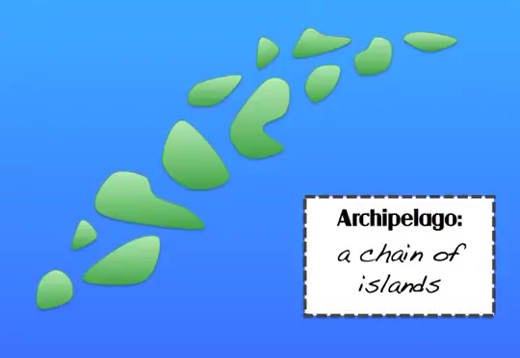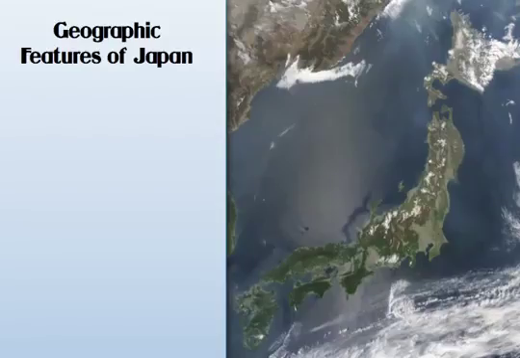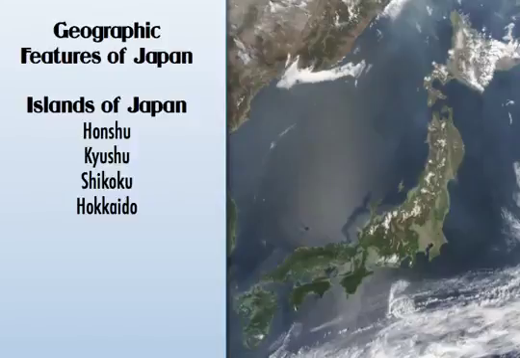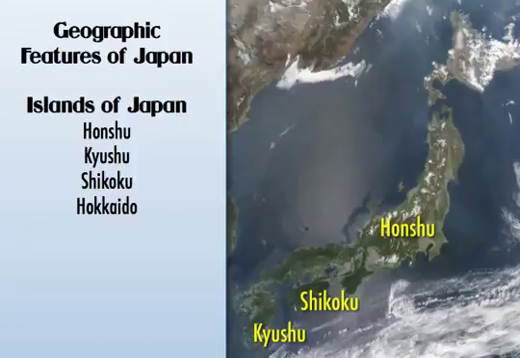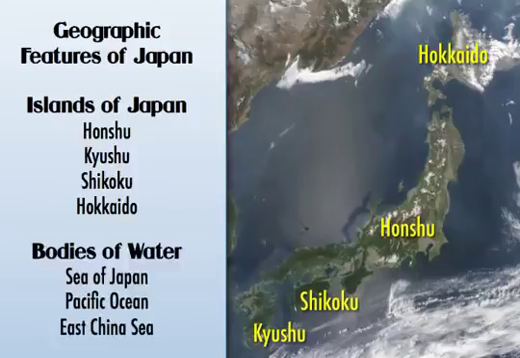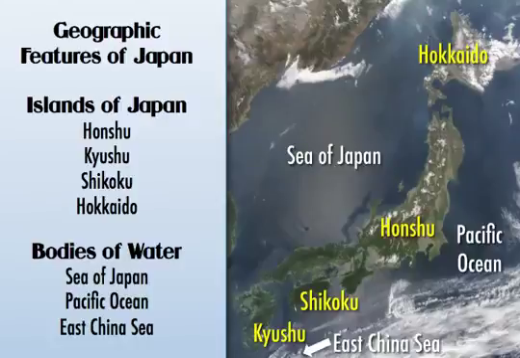All right, let's talk about some of these geographic features of Japan. Well, as we said, there are four main islands of Japan, and those are Honshu, Kyushu, Shikoku, and the island of Hokkaido. But if Japan is an archipelago, that means it's also surrounded by some important bodies of water, including the Sea of Japan, to the east the Pacific Ocean, and to the southwest the East China Sea.